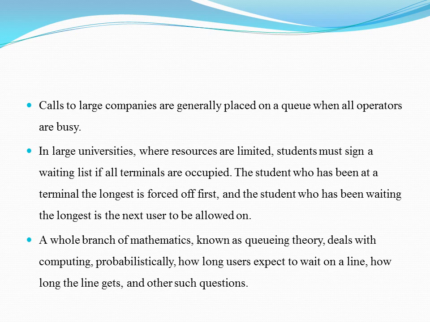Then calls to large companies are generally placed on a queue when all operators are busy. Next, in the case of large universities where resources are limited, the students who want a resource have to be signed up. Then this is processed on a first come first serve basis. For this, the data structure used is a queue. Then in the probability and queuing theory branch of mathematics, the queue data structure is used.